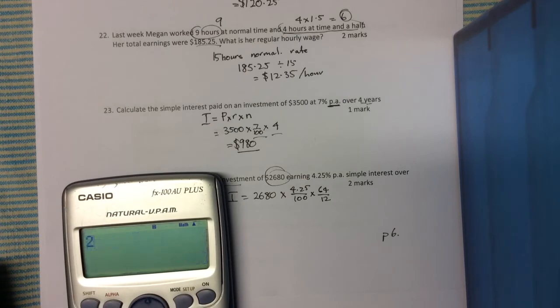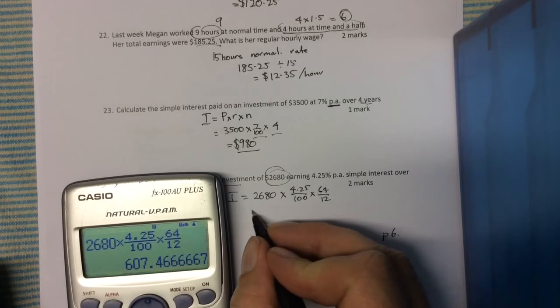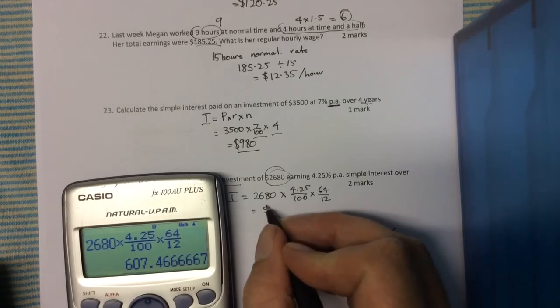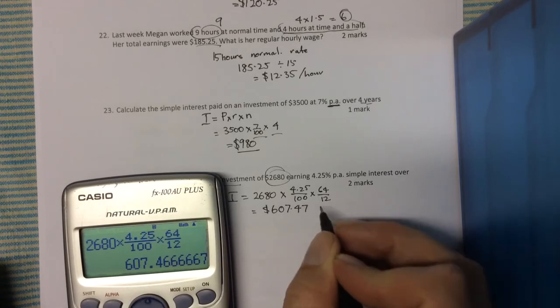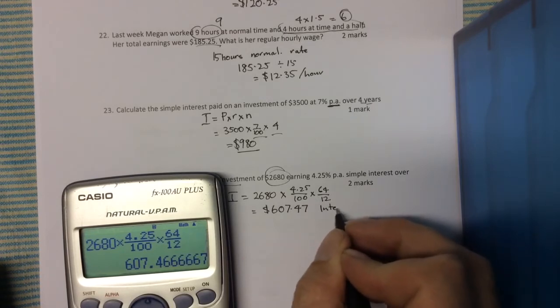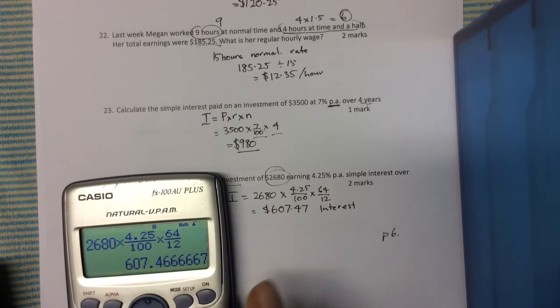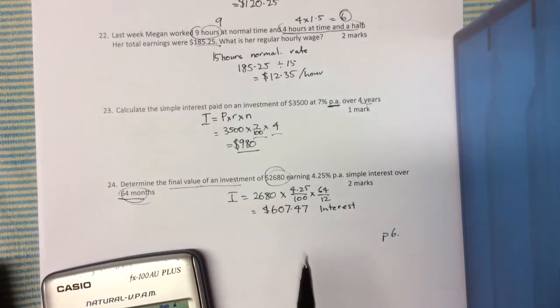Right, so 2,680 times 4.25 over 100 times by 64 over 12. And to the nearest cent, $607.47 interest. So the question says determine the final value of an investment.